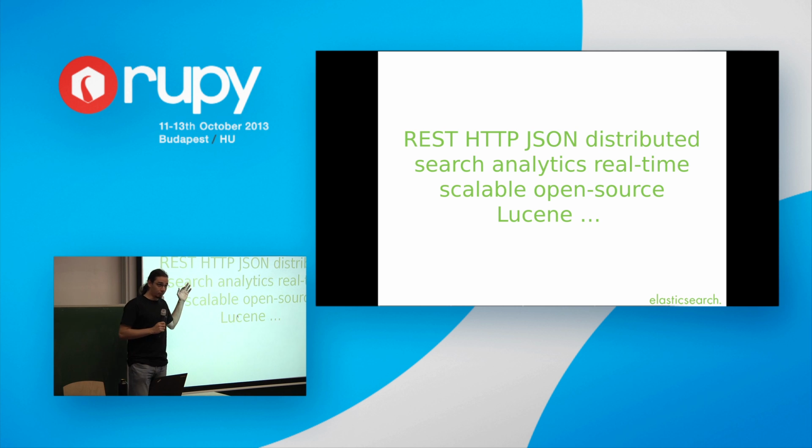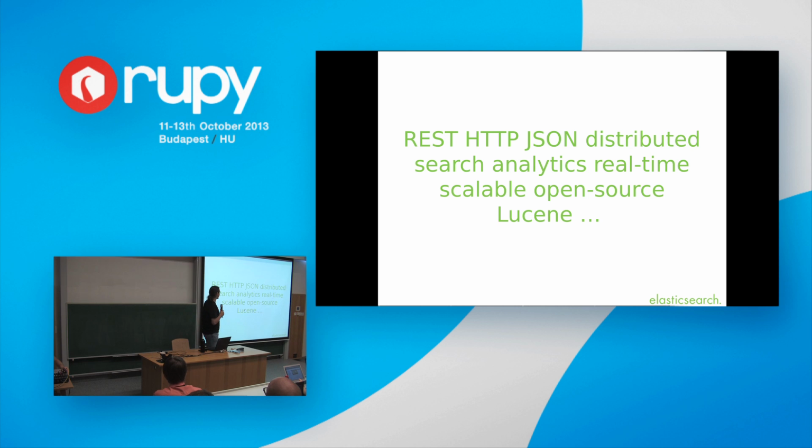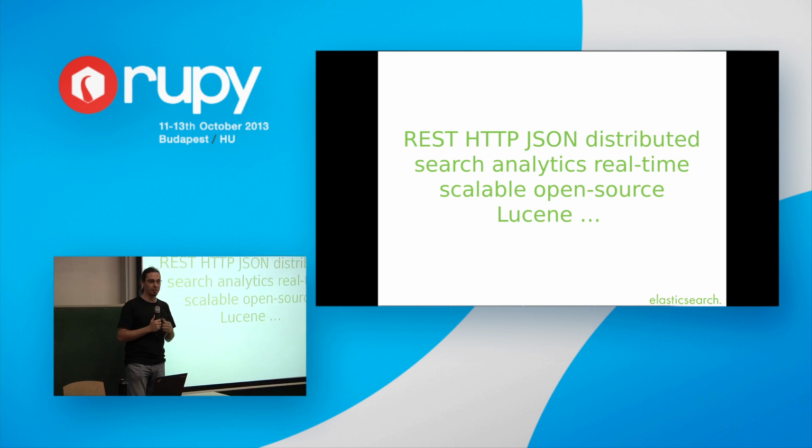So this is the obligatory buzzword slide. This is all the buzzwords that we can do with Elasticsearch. It's open source. It's based on HTTP and REST. It talks JSON. It's built on top of Lucene. It's scalable, and everything that must be in every talk.